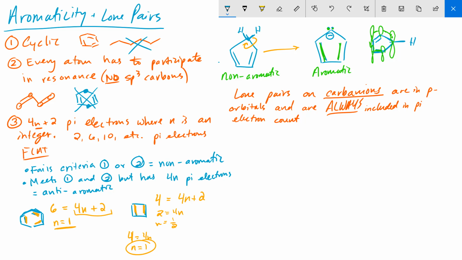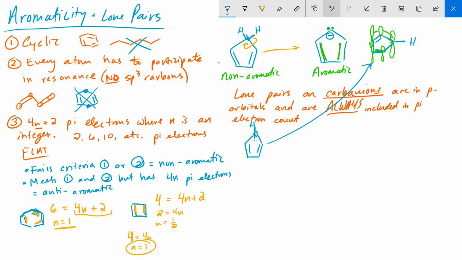Now let's talk about nitrogens and oxygens. They're a little bit different. Let's look at another commonly asked about molecule on the DAT known as pyrrole, and let's see if it's aromatic. Well, it's cyclic. Pyrrole is cyclic. Is every atom sp2 hybridized? Can every atom participate in resonance? The interesting thing is the nitrogen in this pyrrole is going to do the same thing as the carbanion up here.